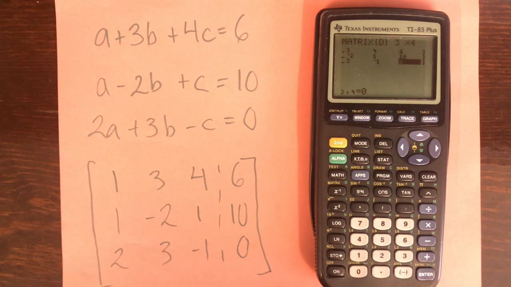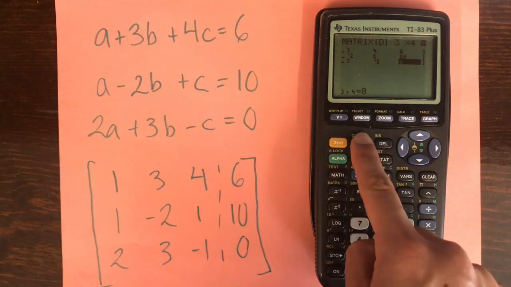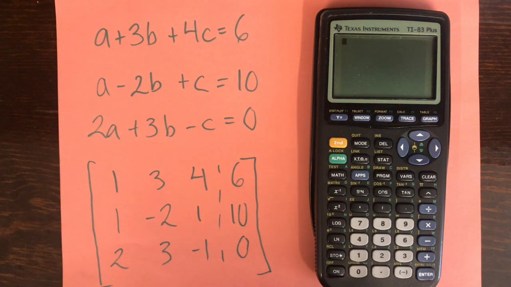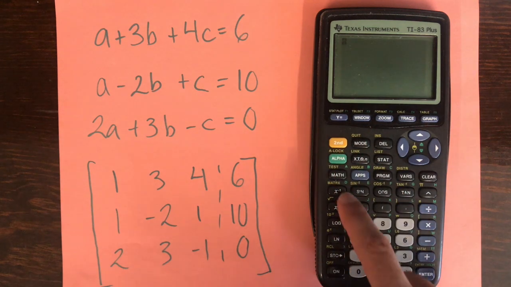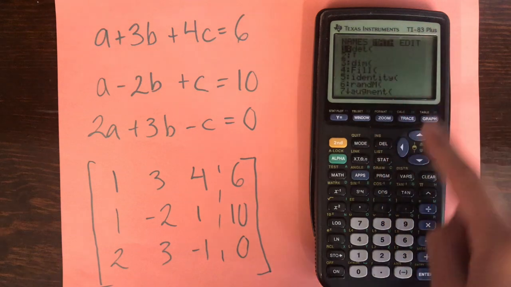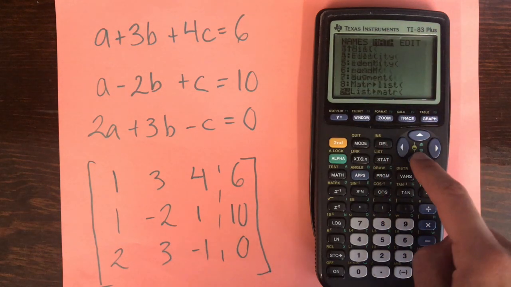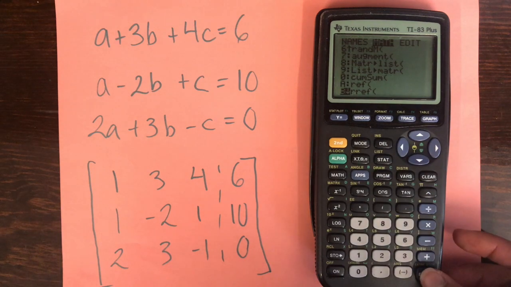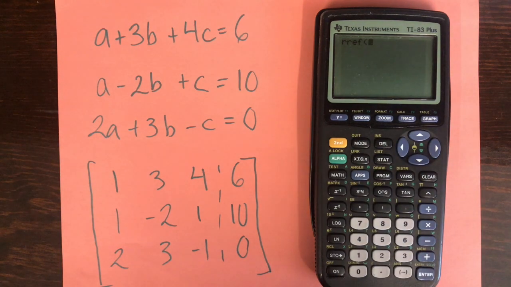Once you have a completed matrix and you double check that it has all the correct numbers, you're going to press second quit. Then we're going to go back to second matrix. This time we're going to go over to the math column, and we're going to go all the way down to the option that says rref, and we're going to press enter. rref means reduced row echelon form.